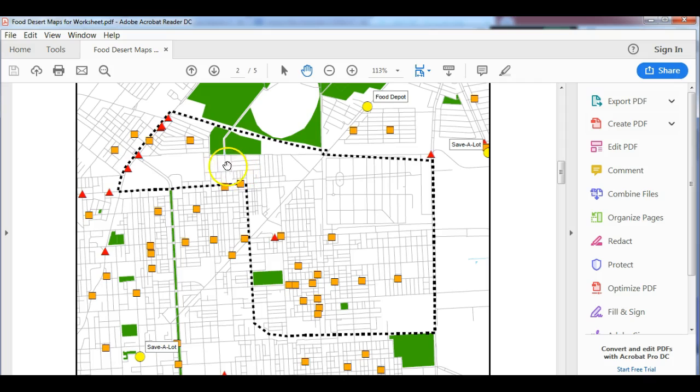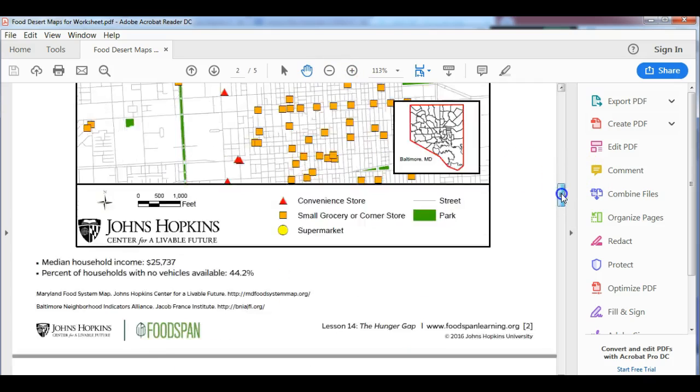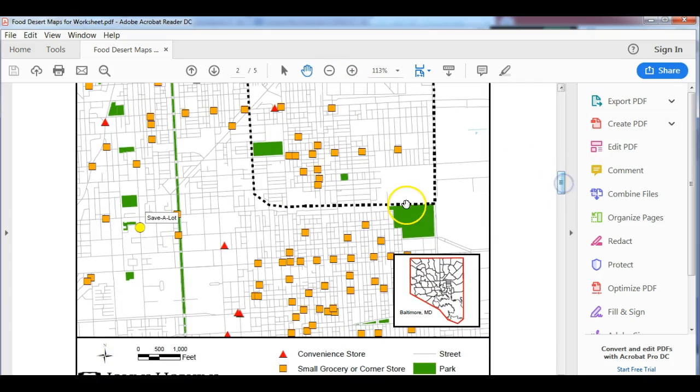So if we look at this, where do you think most of the people get their food from? Here, I'll put the key on here. What are the most numerous on here? Yeah, the small groceries or the corner stores, okay? So what happens if you have a car? How does that change where you get your food?